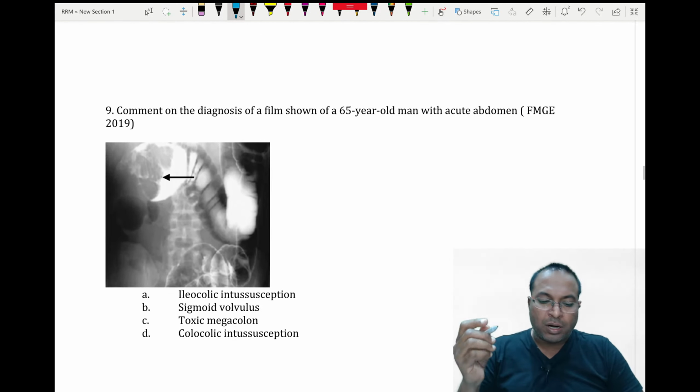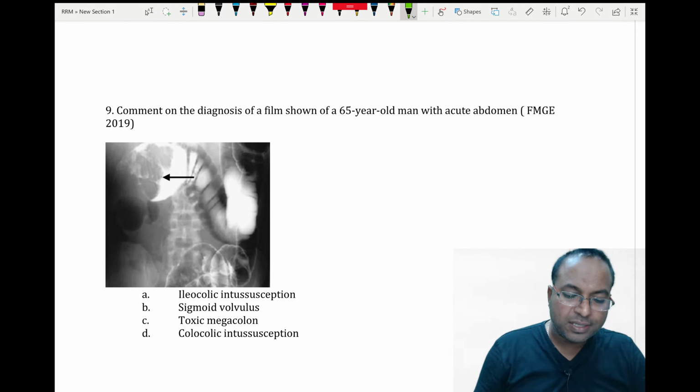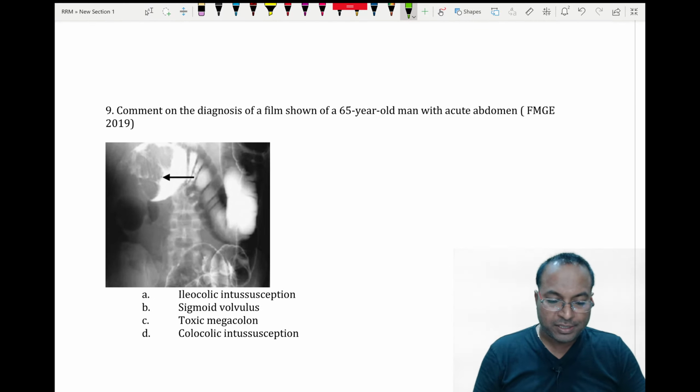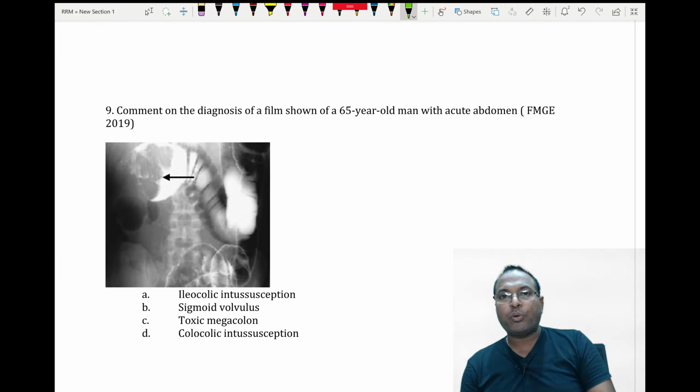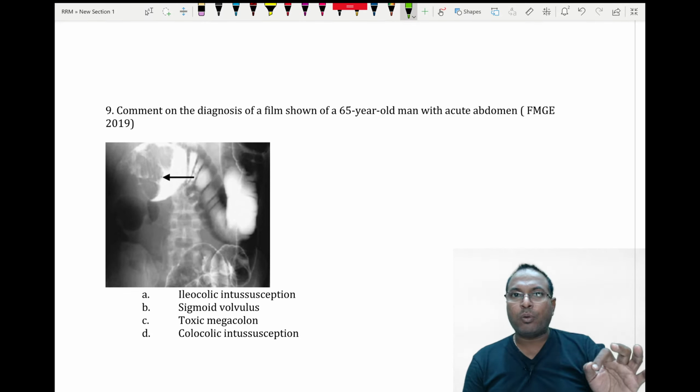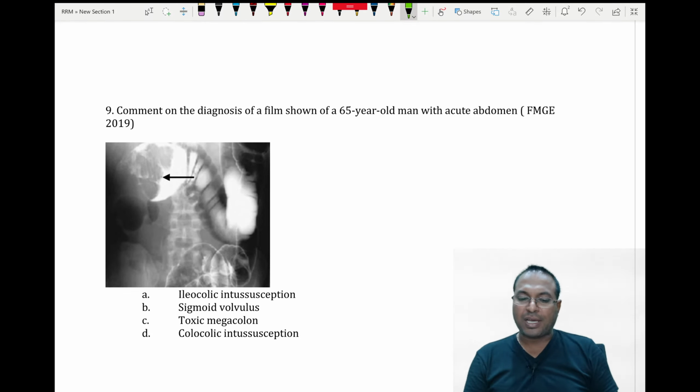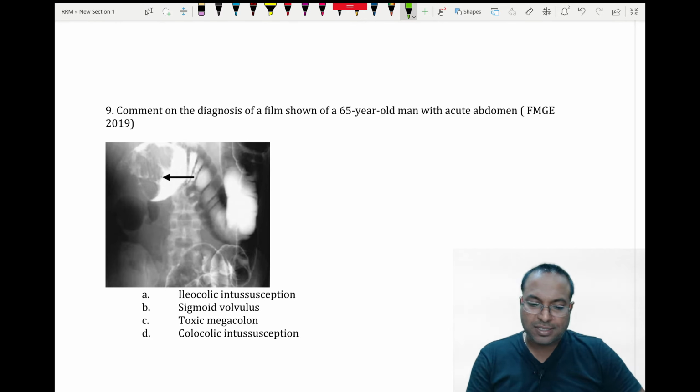Okay. So comment on the diagnosis of the film shown here. Again, this is a very favorite question for National Board examiners. This question came in NEET PG 2022 also. In NEET PG 2022, around 22 of the 200 questions were surgery questions. Of that, 12 questions were FMG questions that had already been asked in the exam.